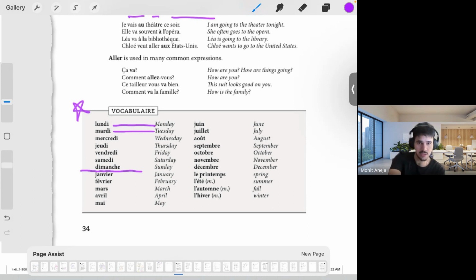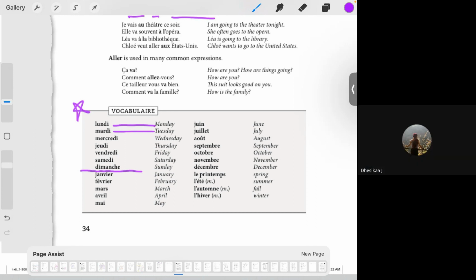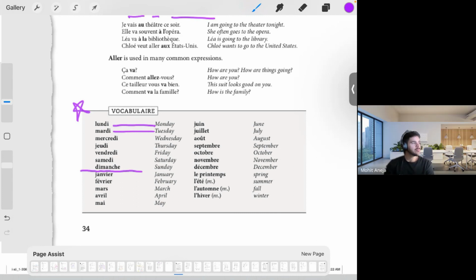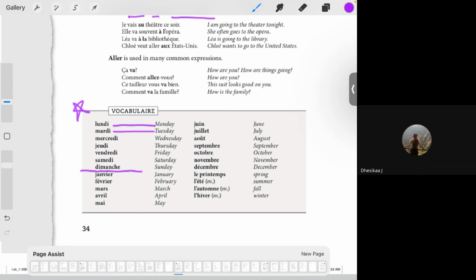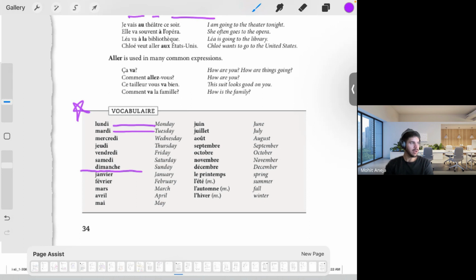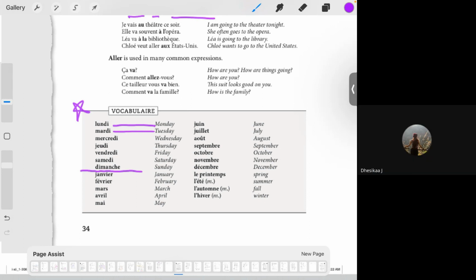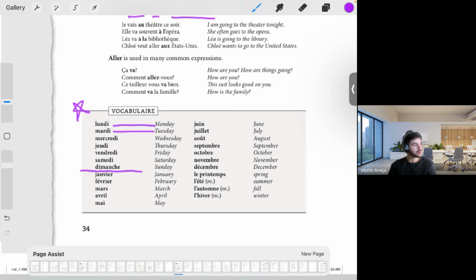Exactly the same thing as was given in that table, but we're just learning it in a pretty table like this. Can you read this out for me? Janvier, very nice. Février, mars, oui. Avril, oui. Mai, oui. Continue. Juin. Juillet, very nice.